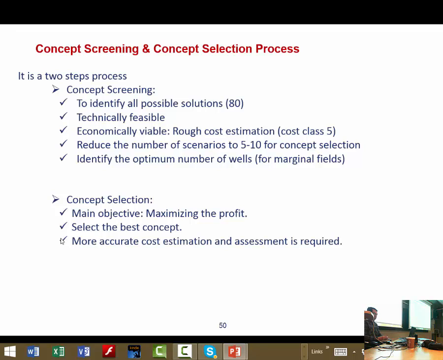Sometimes for marginal fields and in deep water, even the number of wells can be one of the main parameters during concept selection, because you have to evaluate the effect of the number of wells on the net present value and net present investment. And in the concept selection phase, the main objective is maximizing the profit. And also you have to select the best concept. Therefore, you need more accurate cost estimation and assessment.